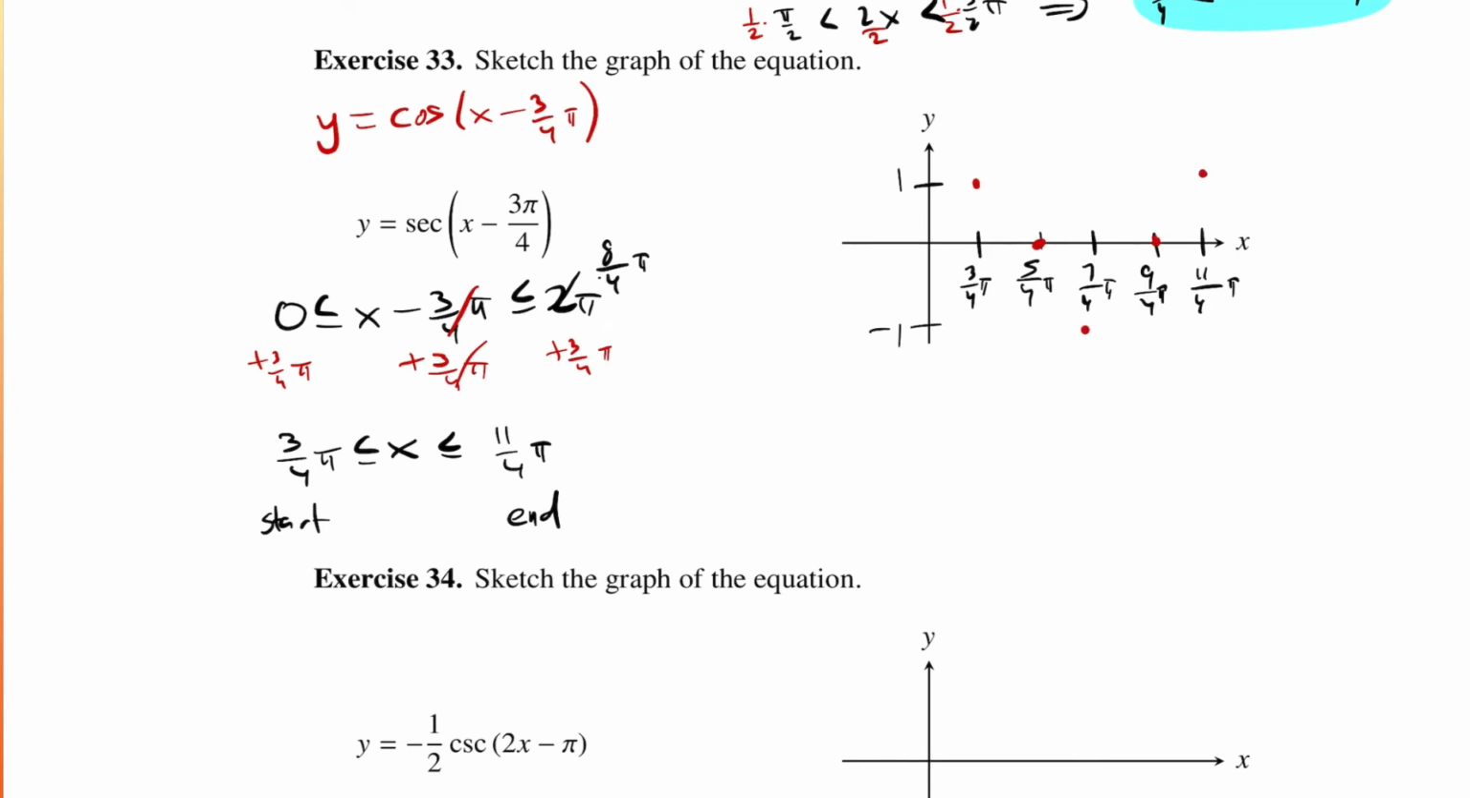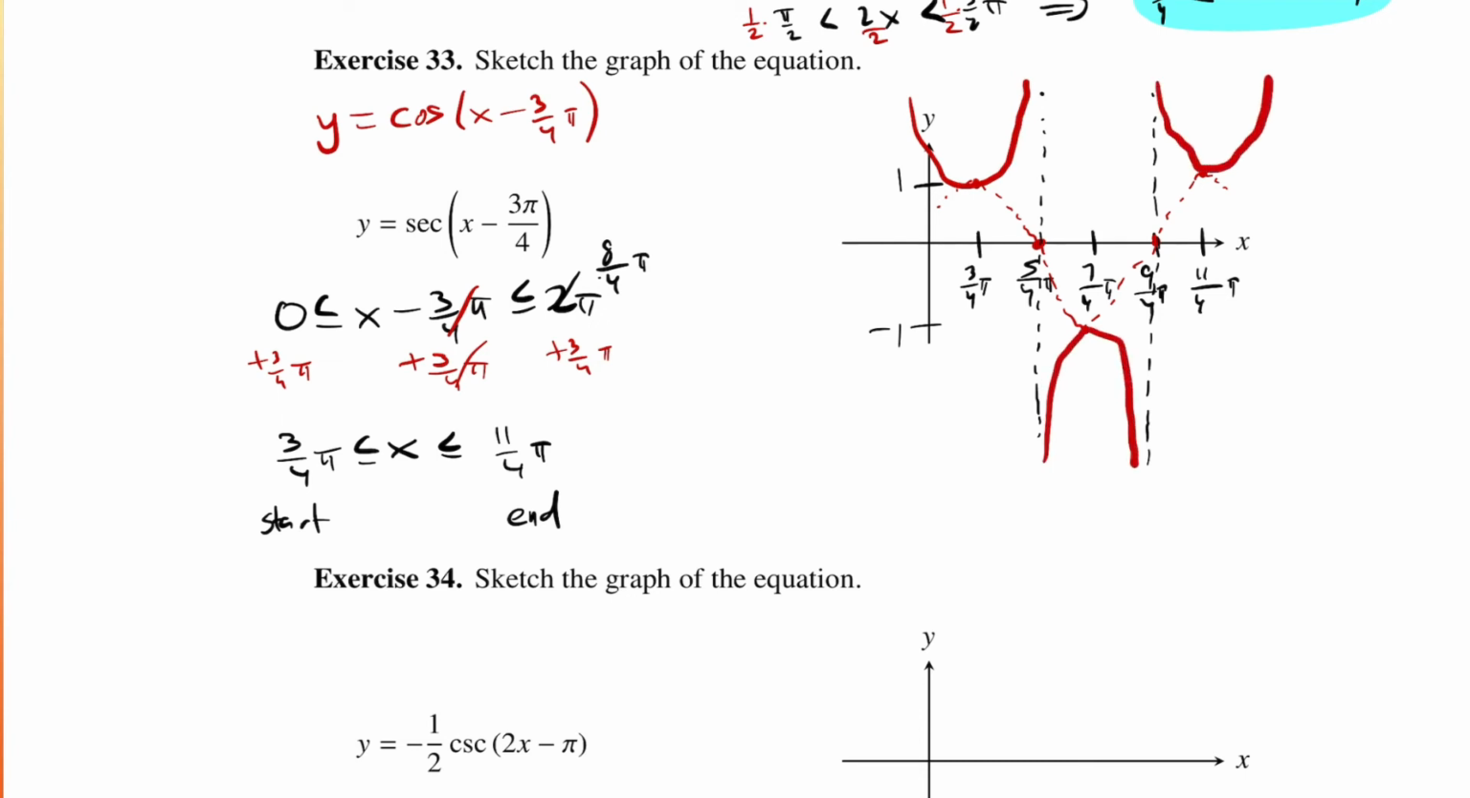And we're going to actually dash it because this is not part of the secant graph. It's part of the cosine graph. Then we're going to draw our asymptotes at the x-intercepts. That's where the graph is undefined. And lastly, we're going to draw our secant curves. And so that's how you would graph a secant function.